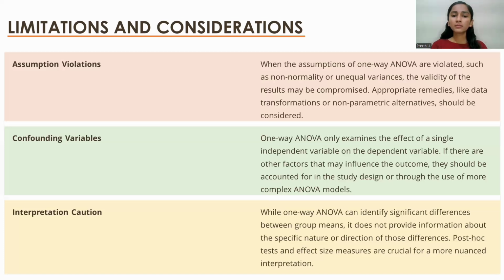Interpretation caution. While one-way ANOVA can identify significant differences between group means, it does not provide information about the specific nature or direction of those differences. Post hoc tests and effect size measures are crucial for a more nuanced interpretation.